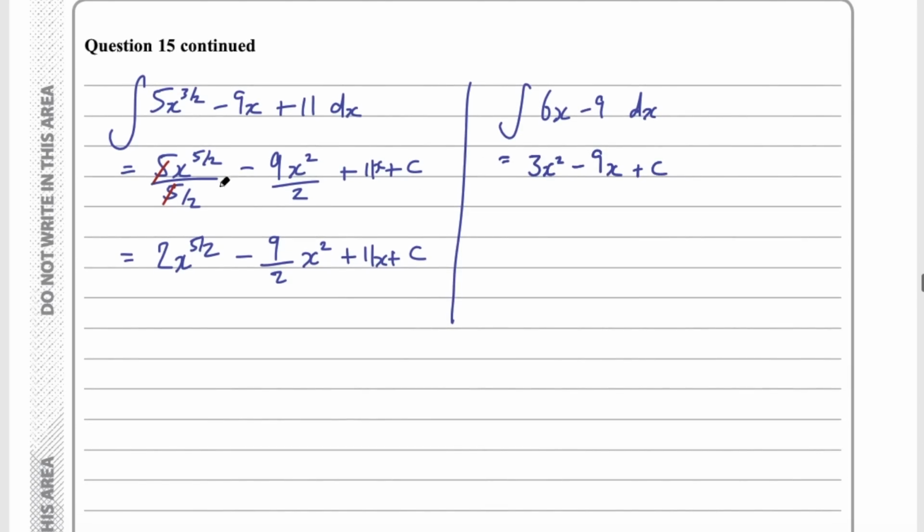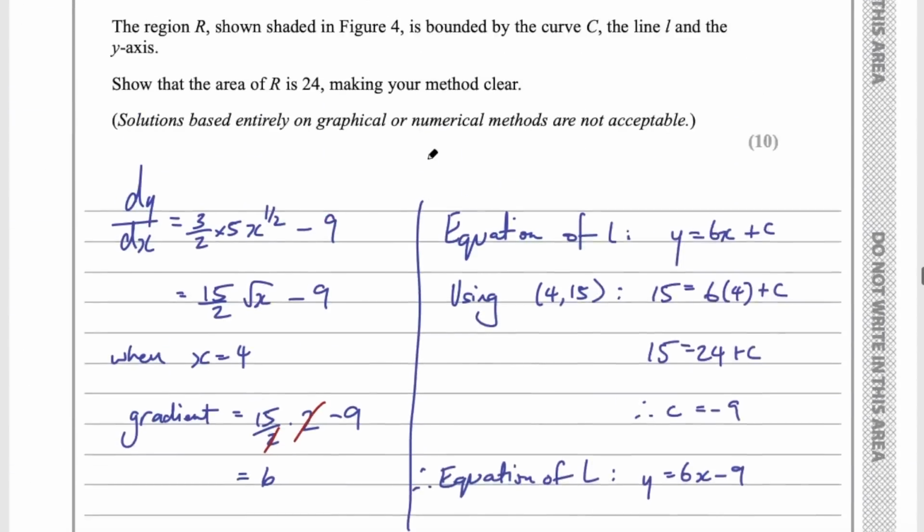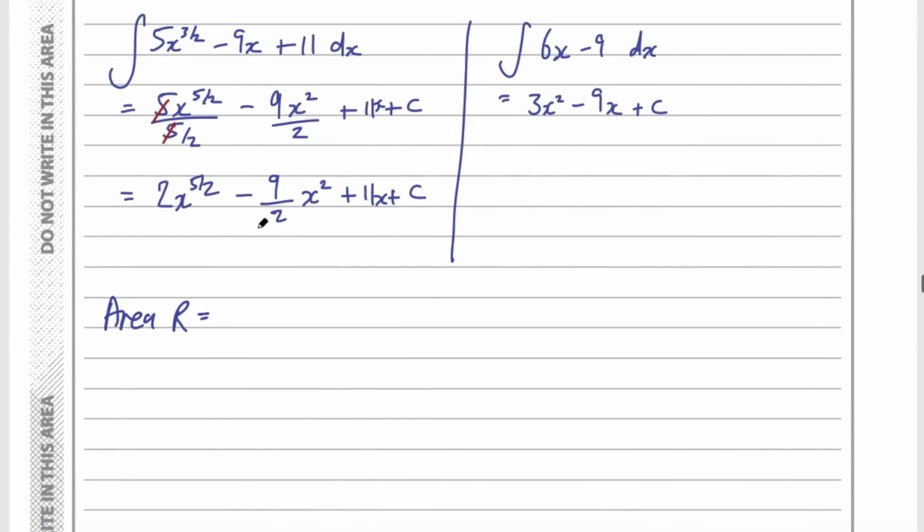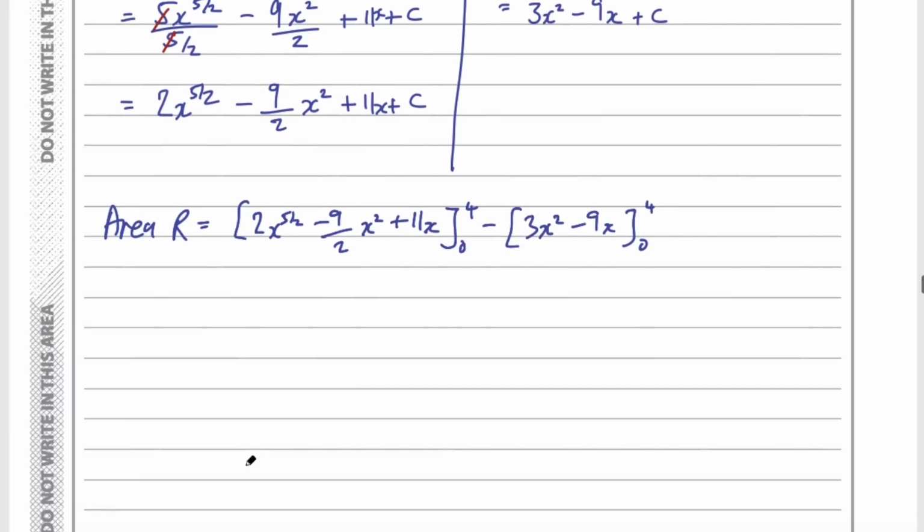And then, as I said before, we can take those two integrals and subtract them to find this area R. Okay, so for area R, we're going to take this integral from 0 to 4, 2x to the power 5 on 2, minus 9 on 2 x squared plus 11x, from 0 to 4, subtract 3x squared minus 9x from 0 to 4. And as I said before, you could have done that in one step, but that's personal preference. And then for this one, you can see if I substitute 0 into both of these, they'll just all be 0. So I just really need to worry about substituting the 4 in. So let's go ahead and do that.